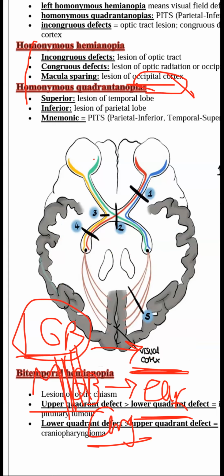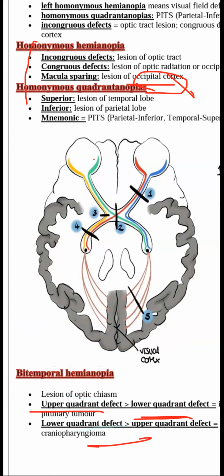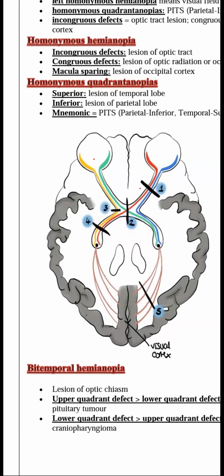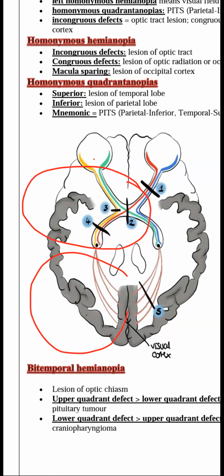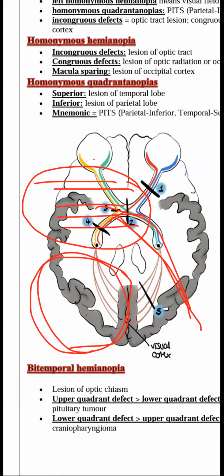The last issue about this visual field defect is that once you have the cortex, you will have parietal above and the temporal below. This parietal is seeing the inferior part, while this temporal is seeing the superior part. This is collected into this word, PITS. So parietal is related to inferior, temporal is related to superior.